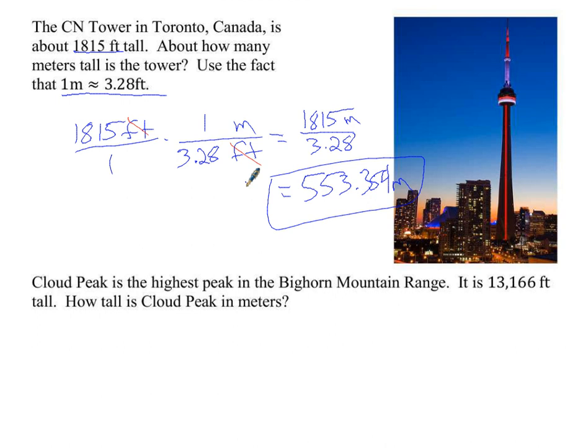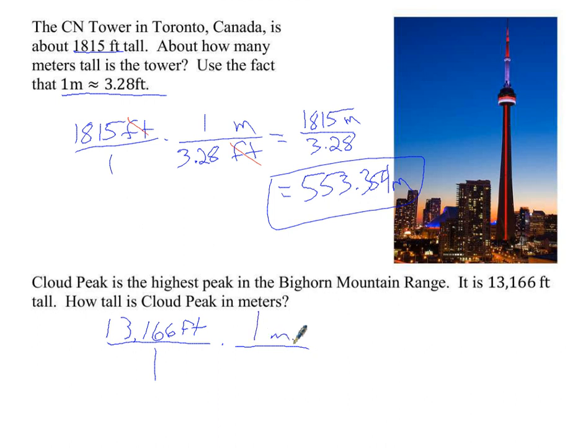Okay, Cloud Peak. You guys know where Cloud Peak is, right? Everybody knows that one. Cloud Peak is the highest peak in the Bighorn Mountain Range. There's its height. How tall is Cloud Peak in meters? Go ahead and do that one on your own. How do we set this one up? Okay, times. Got to get rid of feet.